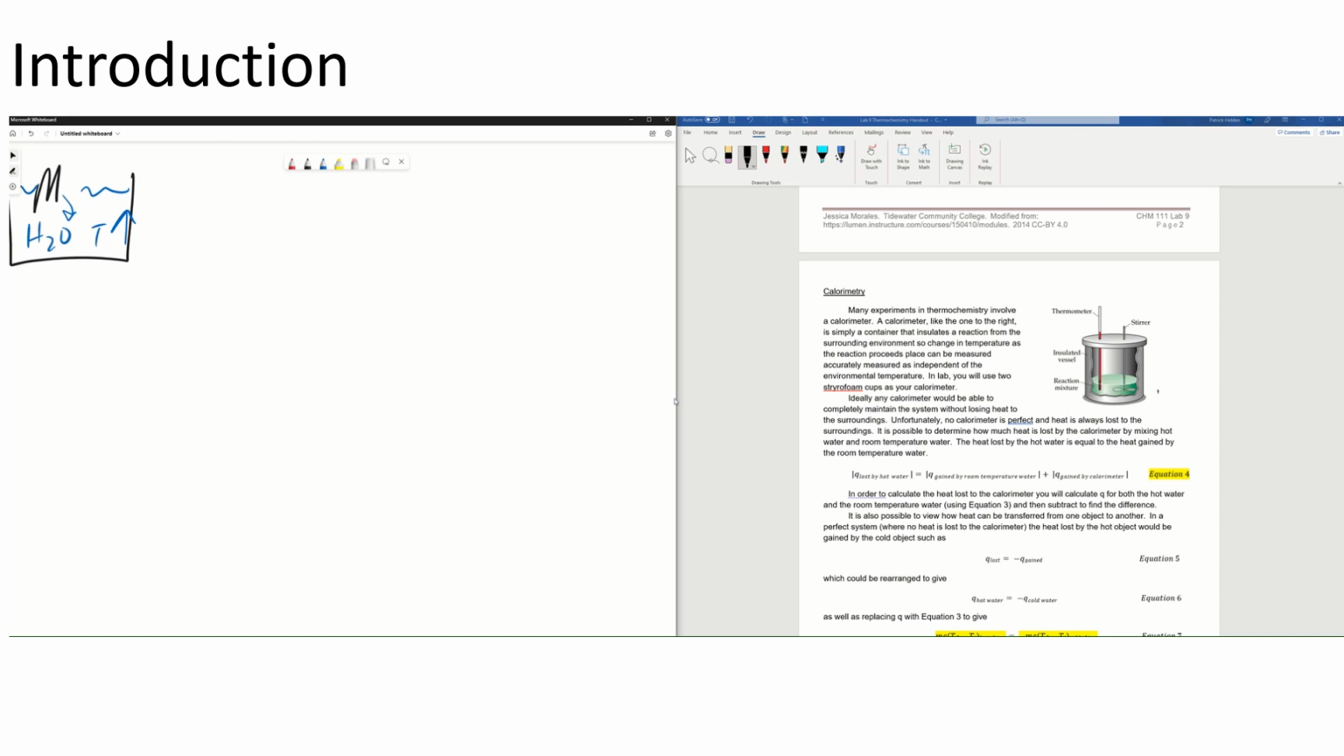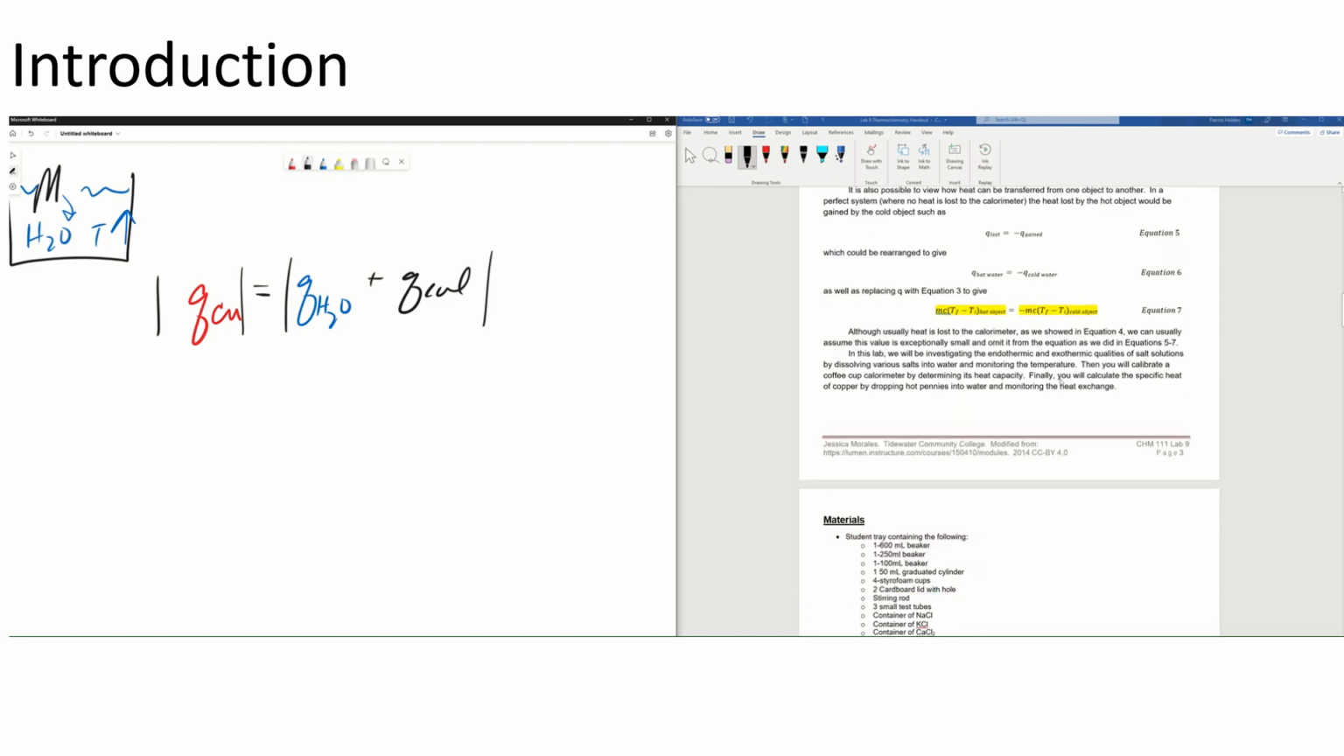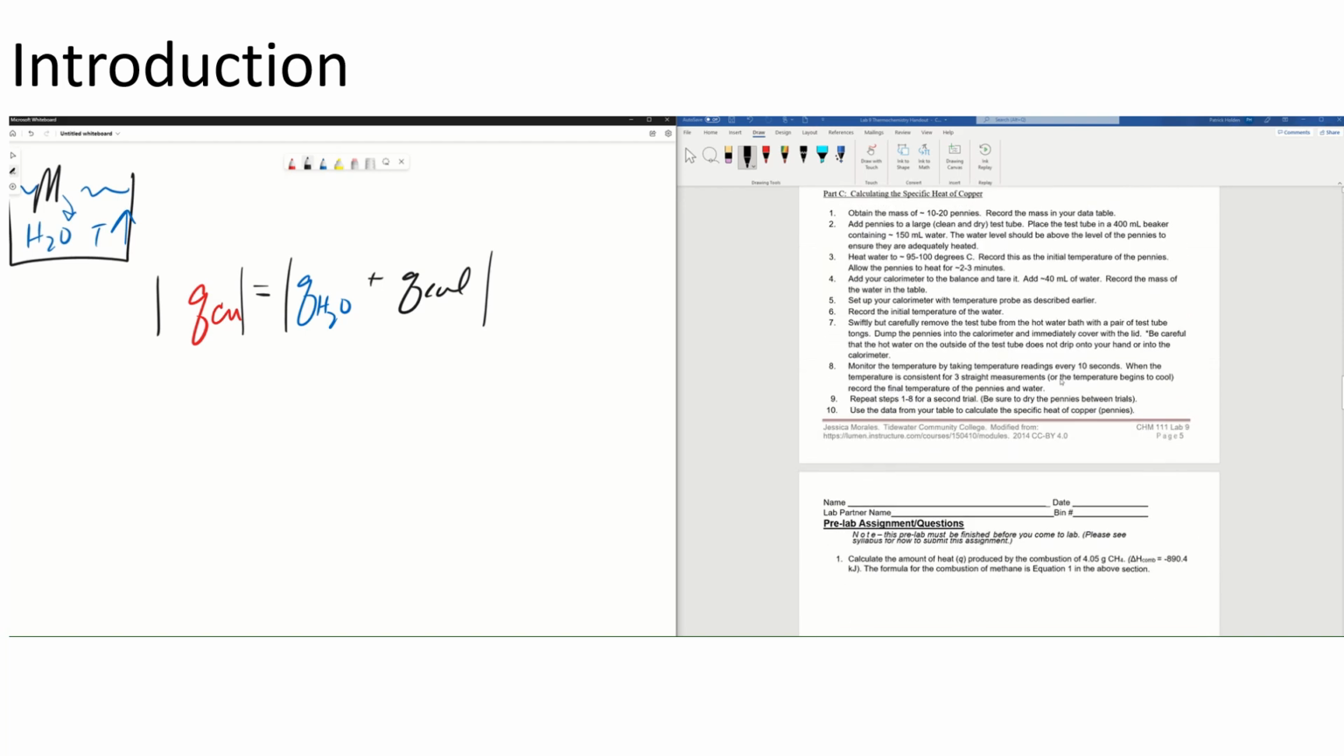So if we took something that's hot, like in this case in our lab, we're going to be using pennies. So we're looking at the Q of copper, because pennies are made of copper. So the Q of the copper is going to be equal to the Q of the water, right? Because all the copper is going to absorb into the water, plus the Q of the calorimeter, because the calorimeter is going to absorb some energy. And we're using absolute values here, okay? The signs of the negatives and positives just denote directionality.